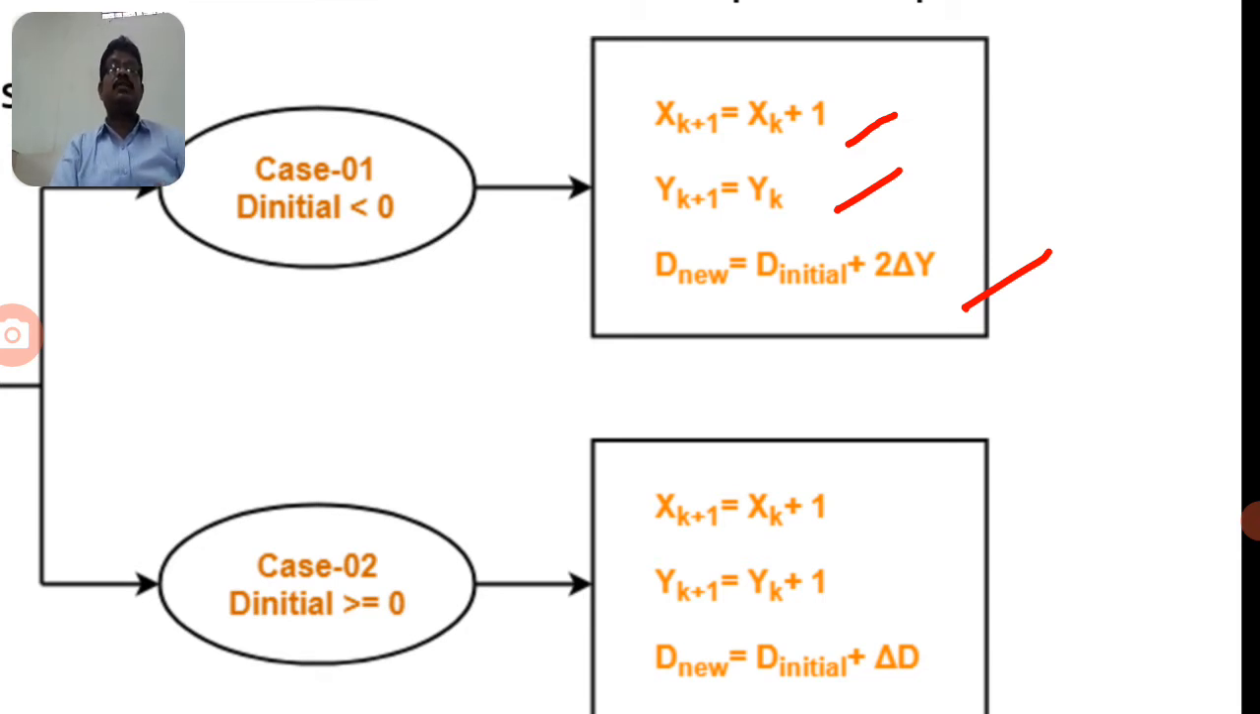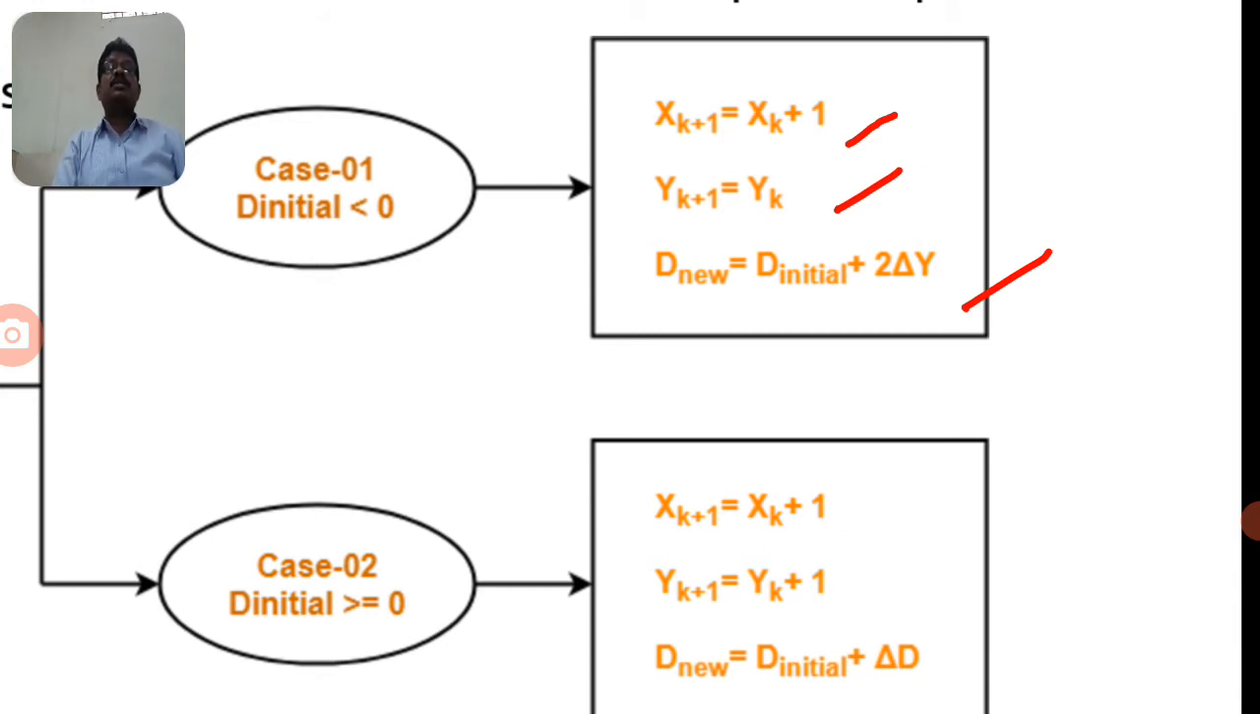So these three values are calculated based on the values of the initial coordinate xk and yk, and already we find the d initial value: d initial equals 2 into delta y minus delta x. So the second case is based on the d initial value being greater than or equal to 0. Here two conditions are applicable, either greater value or equal value.